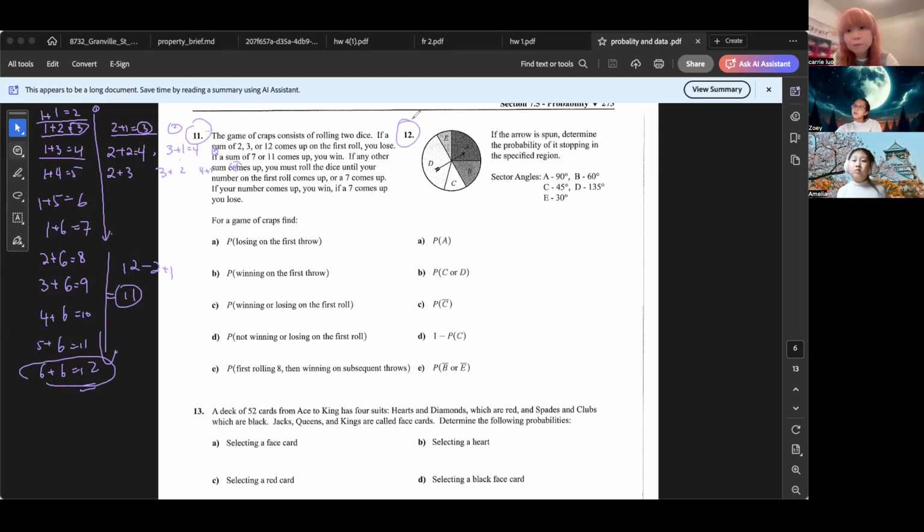Okay, so now let's take on number 12, okay? How come for C there's a line on top of the C? 怎么没声音了？ How come there's a line on top of the C for number C?